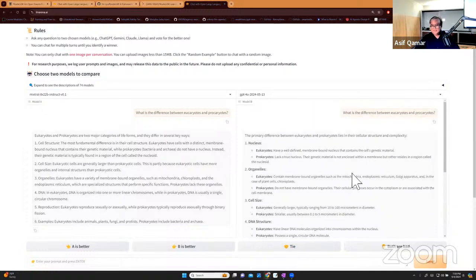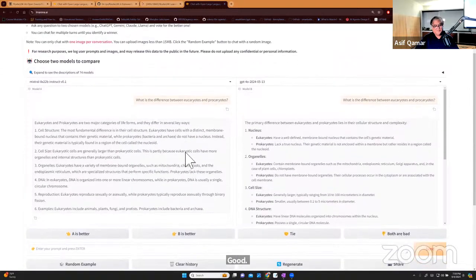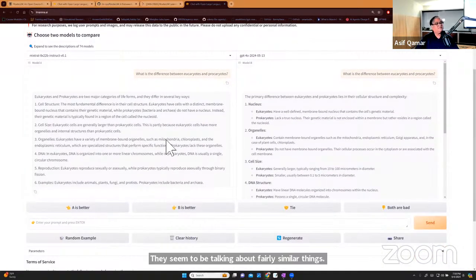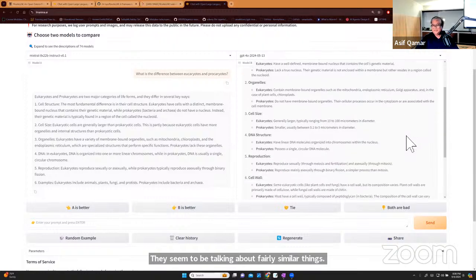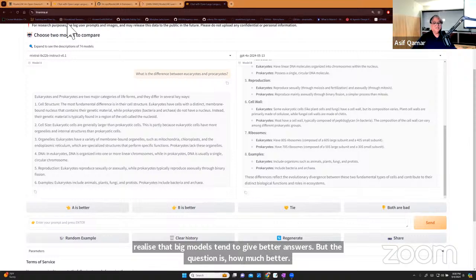Yes. And good. They seem to be talking about fairly similar things, isn't it? Right? Short answer here on the left, pretty long answer here on the right, detailed answer. So you realize that big models tend to give better answers. But the question is, how much better? And that's the thing that this paper is trying to answer.